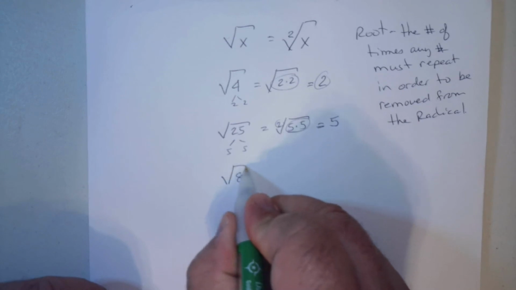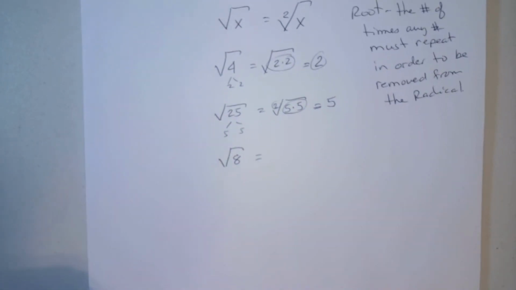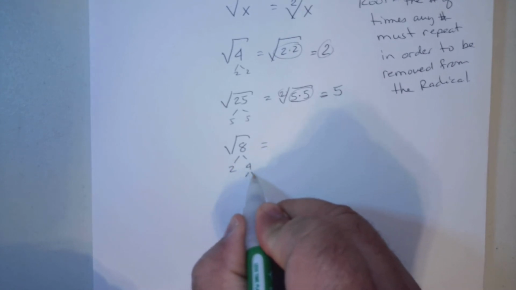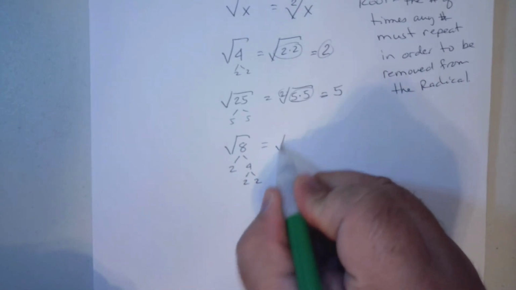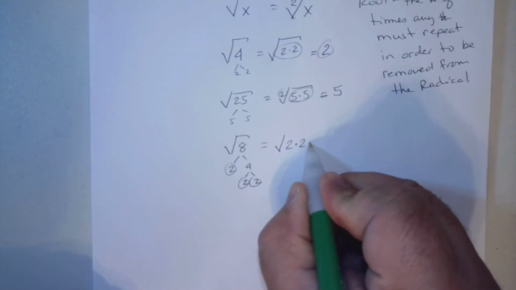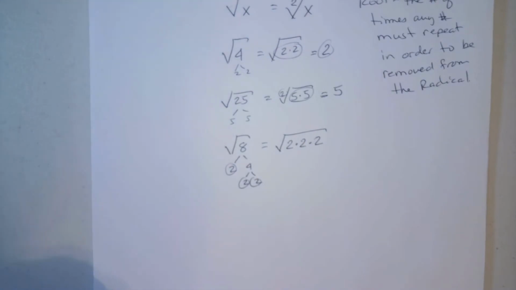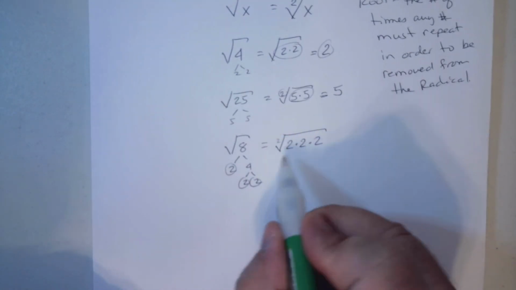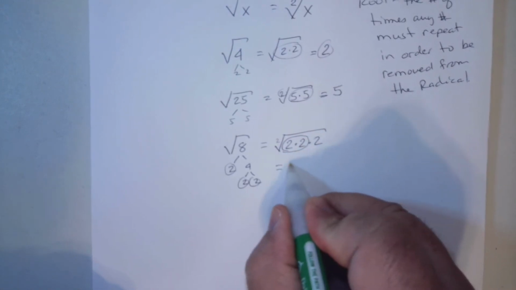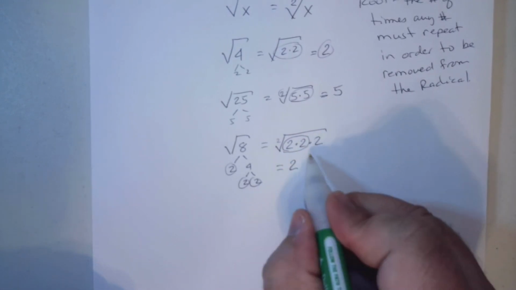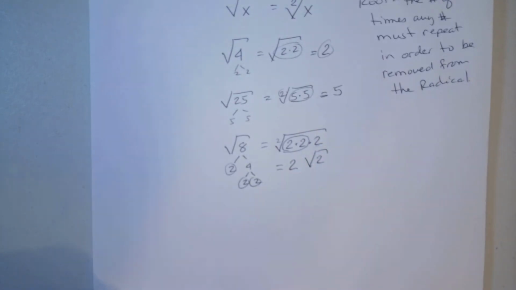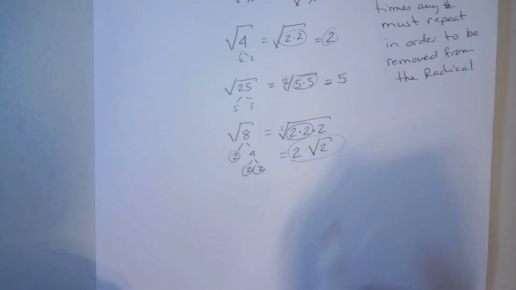Square root of 8. 8 is 2 times 4. 4 is 2 times 2. So 8 is made up of 2 times 2 times 2. Remember, it's a square root, so we need 2 of a kind. There's a pair, so it comes out. Now, since this one doesn't match with anybody, it stays inside there. And there's your answer.